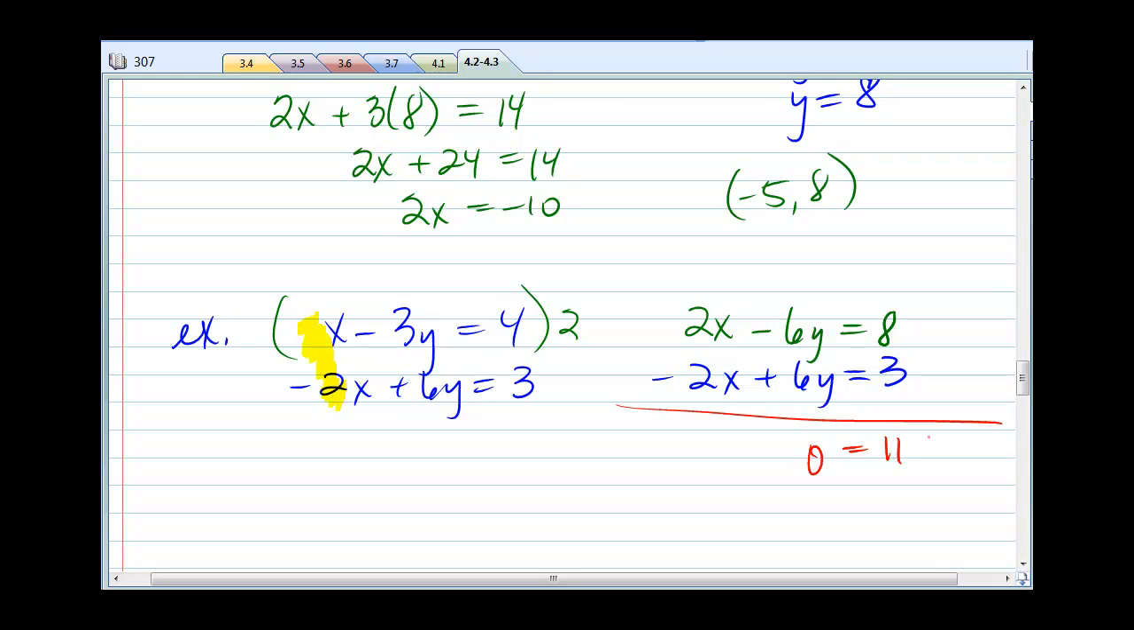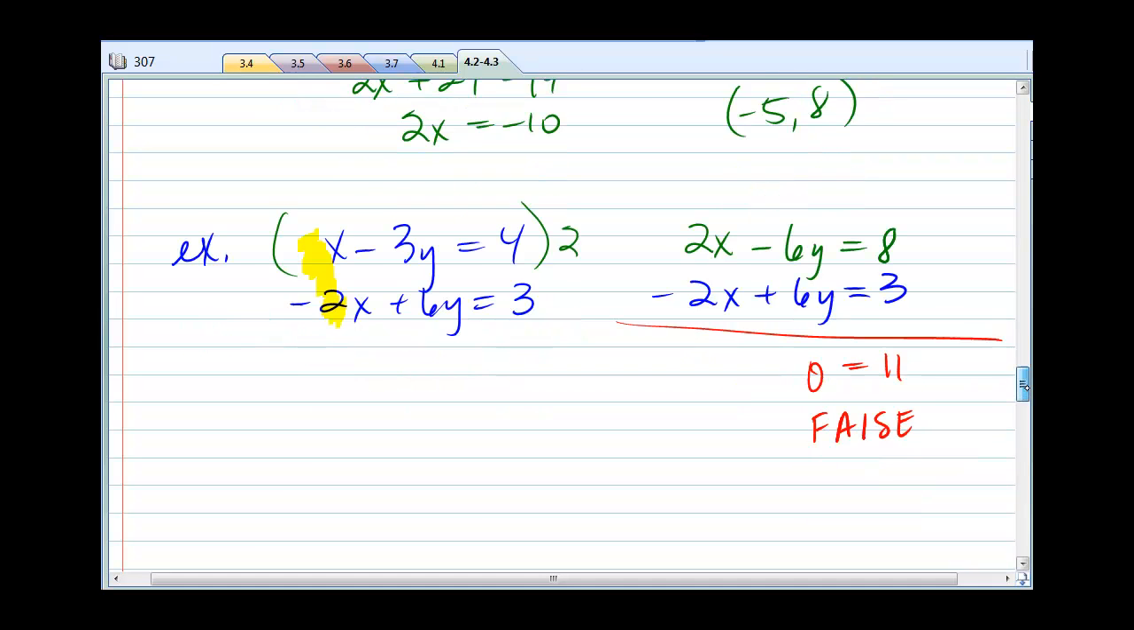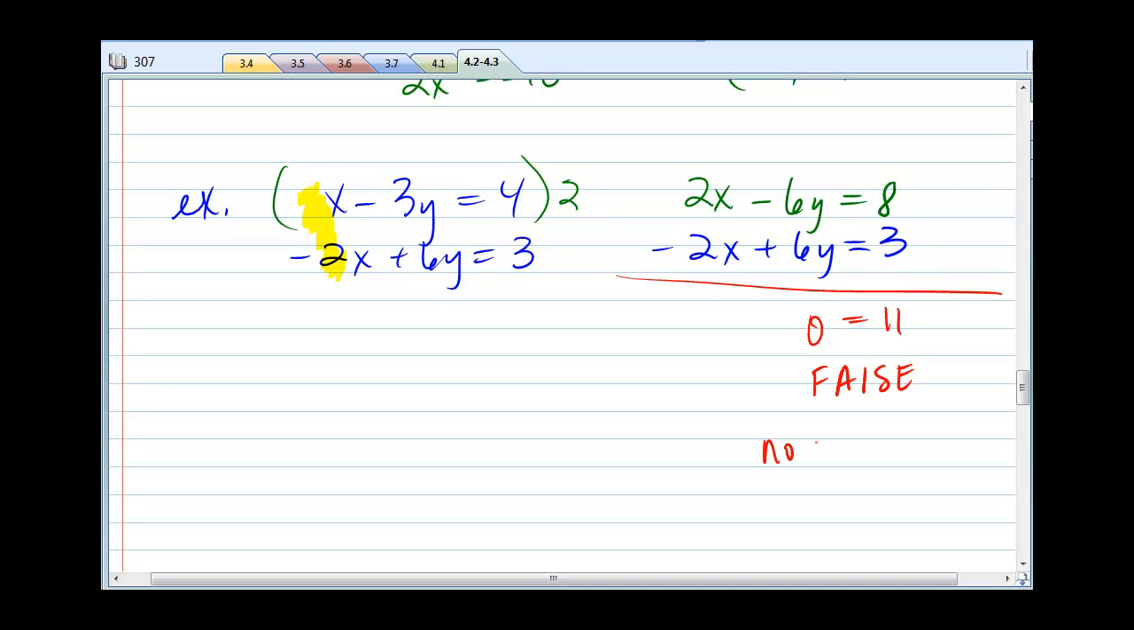So now I need to stop and think, does 0 equal 11? Is that a true statement? Well, it's not. It's a false statement. And therefore, I have no solution. So this is the third example of our possible solutions for systems of equations. We can have an ordered pair, which gives us one solution. We can have a true statement, which gives us infinite solutions, and we can have a false statement, which gives us no solutions. And this is our third method of solving systems of equations.